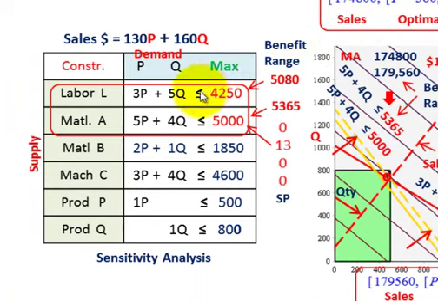Okay, so now let's further do our sensitivity analysis. Now we're going to have our labor sitting at 5,080 hours from 4,250. And our material, this is where we're going to increase it from 5,000 units up to 5,365. I know that's going to be the benefit range because I've got a shadow price of $13, an increase in our objective function, or increasing our sales by $13 for each unit of material A that I increased from 5,000 to 5,365. Beyond that, I'm going to have a 0 increase.